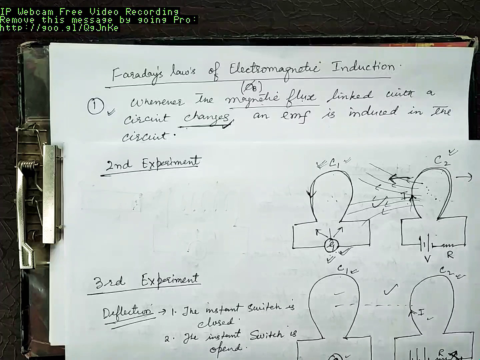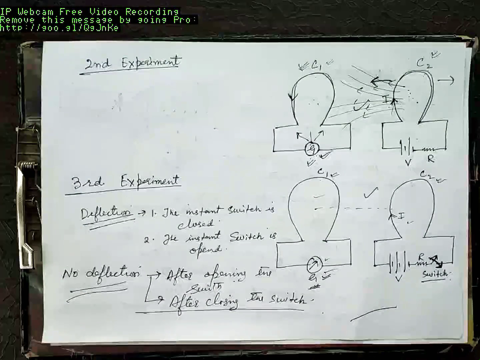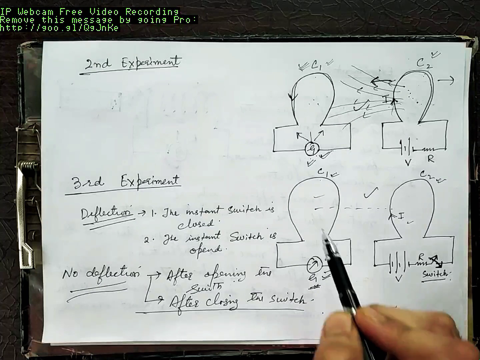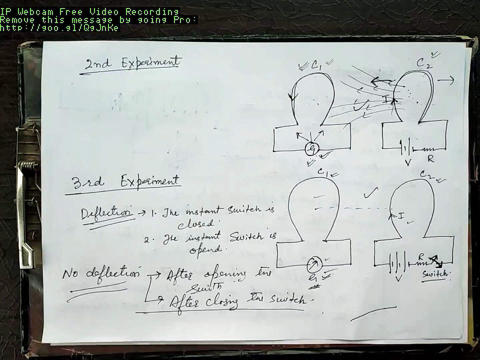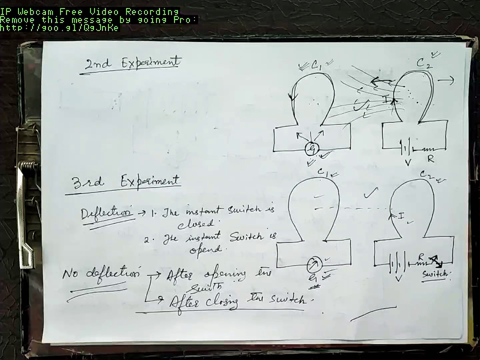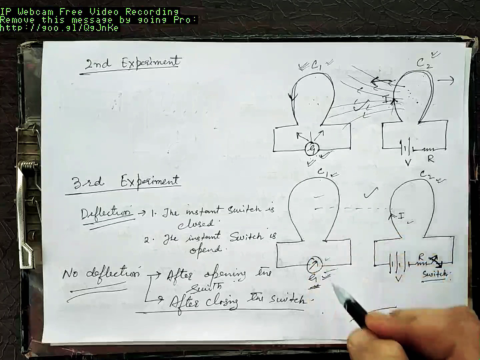And what about Faraday's third experiment? Let's come to the third experiment of Faraday now. In Faraday's third experiment, we are not moving any of the two coils. This is a very interesting case. We are neither moving C1 nor moving C2. Both C1 and C2 are stationary at their own places. Then how is voltage being induced in coil C1 and the galvanometer showing deflection?